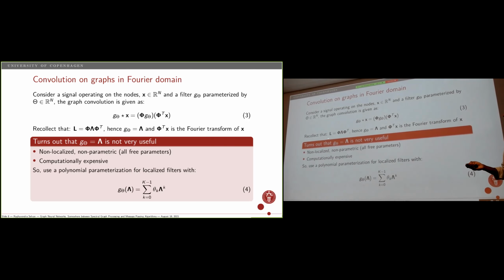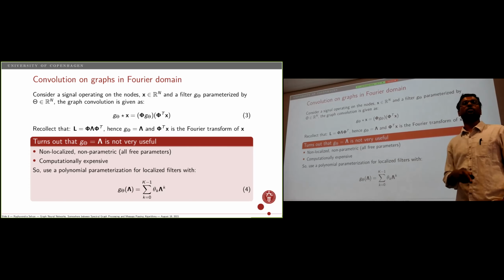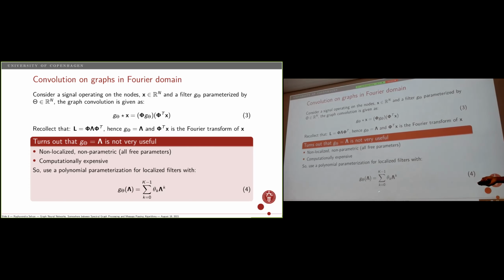So instead of using just one filter, which is this lambda, the diagonal matrix with all the eigenvalues, we work with a polynomial parameterization of this lambda. So instead of taking just one filter, which was our lambda along with all the eigenvalues, we say, okay, fine, we want to parameterize and then have more information here. So we try to work with these k polynomial filters.